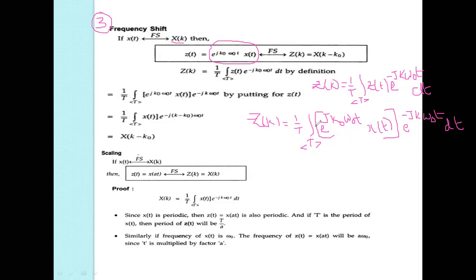Now see here, the e power is there, and here also the e power, so both the bases are the same. Then we can add the powers. 1 by T the integral over T, taking x of t here, and both the e powers combine. Here j is there, here also j, so I am taking j as common. Here omega naught is there and t is also there, so I'm taking omega naught.